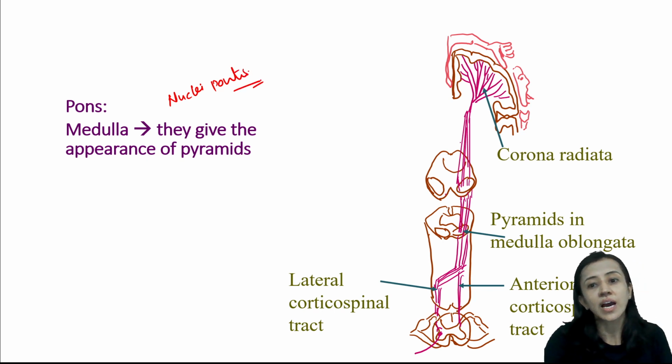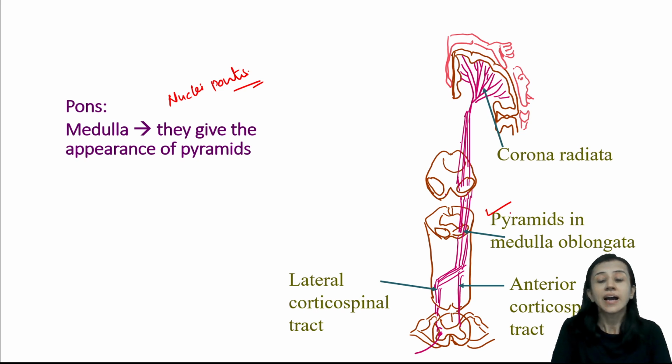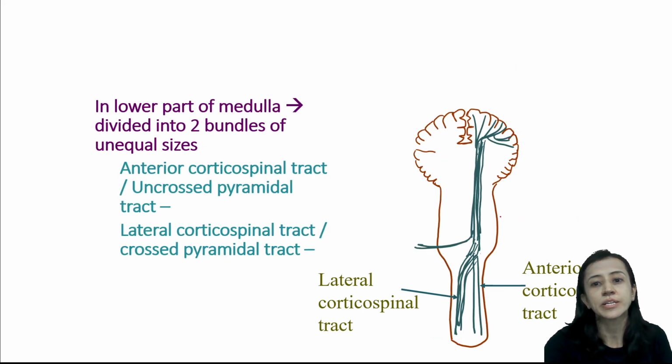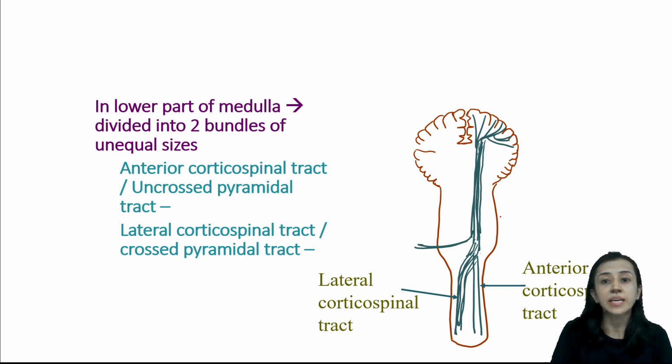Then in the medulla, the scattered fibers reunite and form a bundle, that is the pyramids. Pyramids are formed in the medulla, and therefore these tracts are also known as pyramidal tracts. Now, in the lower part of the medulla, most of the fibers, 80% of the fibers, are crossed, and they form the lateral corticospinal tracts, which are also known as the crossed pyramidal tract.